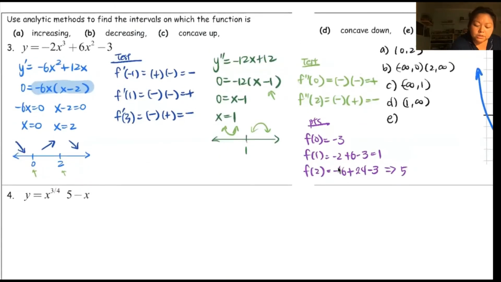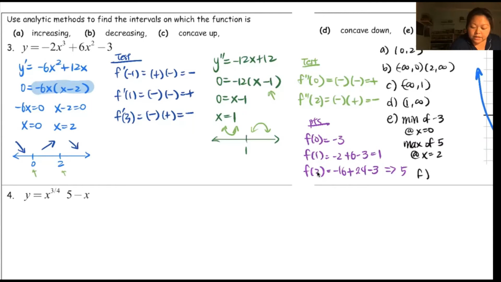When you're writing this out, you would say you have a min value. Your minimum value is your y value. So min of -3 at x equals 0. And then here is your maximum. Maximum occurred at 2. So local max of 5 at x equals 2.